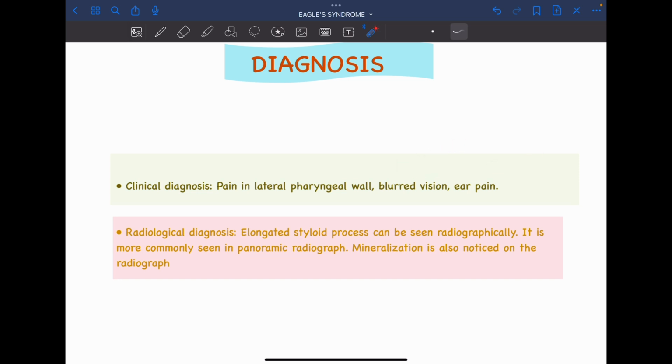Radiological diagnosis, you can appreciate the elongated styloid process. You can also appreciate the calcified styloid ligament, right? So by correlating these two findings, you can easily make the diagnosis of Eagle syndrome.